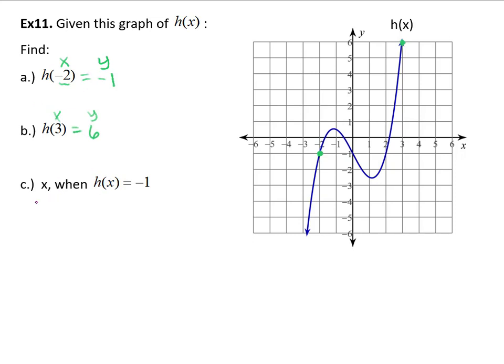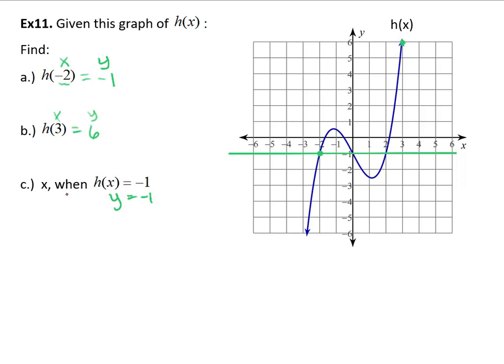Okay, lastly it says find x when h of x, remember this is the same thing as y, is -1. So they're changing it up. They changed the question on us. Find the value of x, or values, because sometimes it's more than one, when y is -1. So I'm going to use a line tool for this. We're going to come down to y is -1, that's right here. And I'm going to draw a line where y is -1. There we go. Okay, so this is the line where y is always -1.